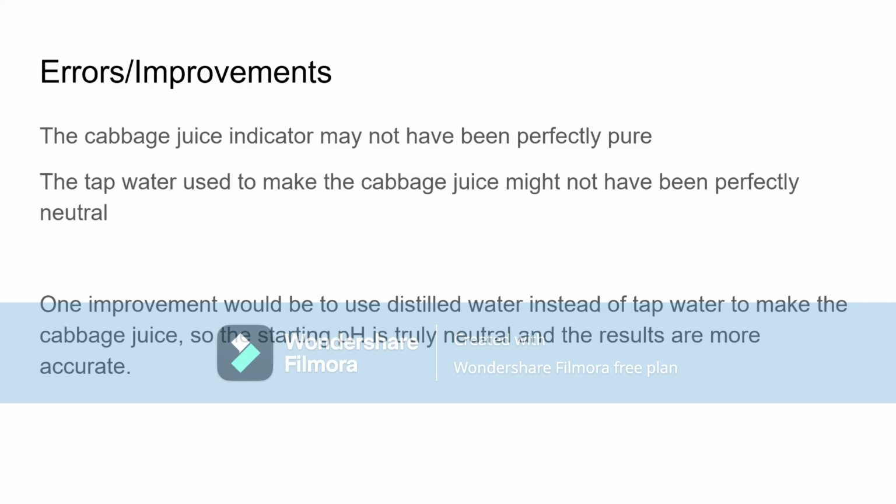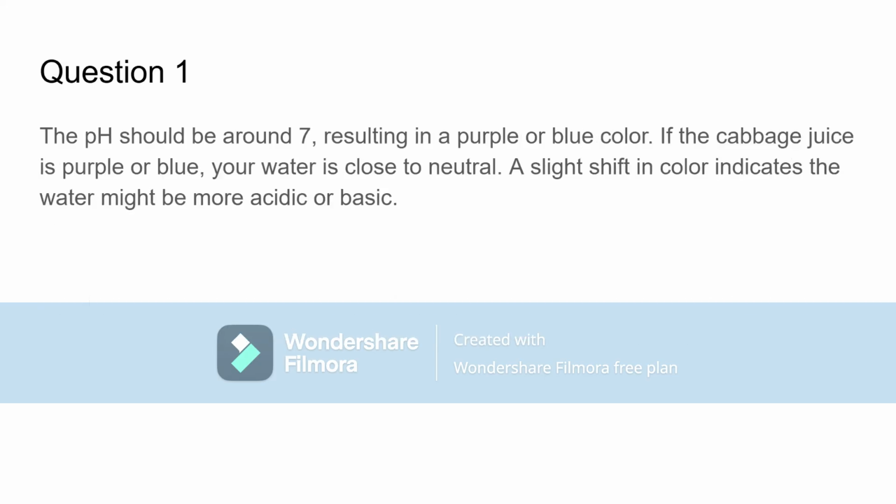So two errors that I found were that the cabbage juice indicator may not have always been perfectly pure, and that the tap water used to make the cabbage juice may not have been perfectly neutral. And for the improvement, I said that one improvement would be to use distilled water instead of tap water to make the cabbage juice, so the starting pH is truly neutral and the results are more accurate.